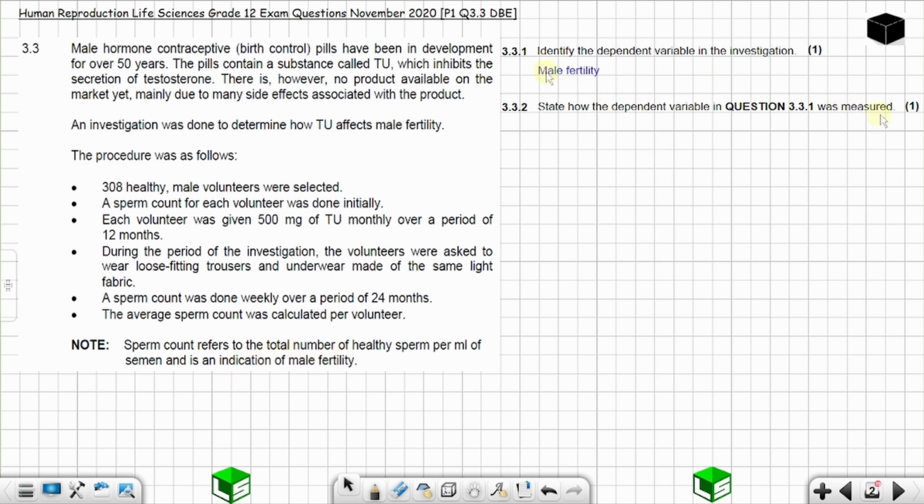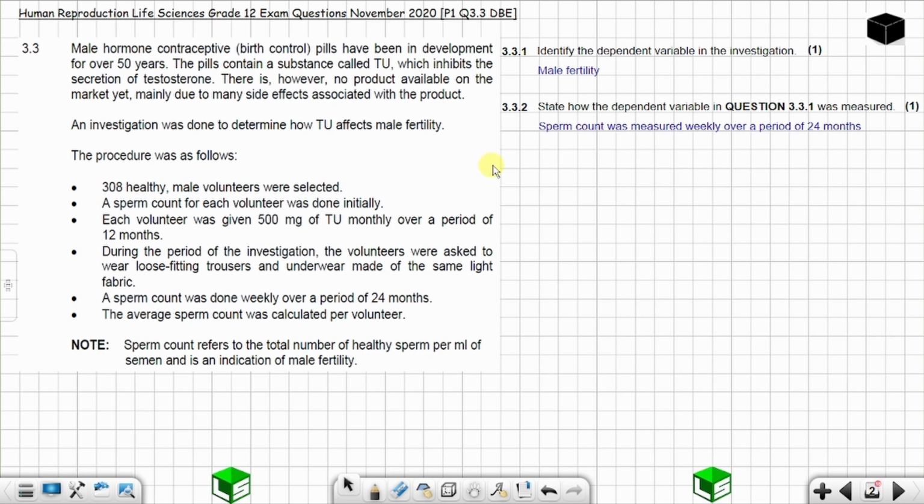To measure the male fertility, what they did was a sperm count. So how was the sperm count done? A sperm count was done weekly over a period of 24 months. So this is how they measured male fertility. To answer this question, you are going to say sperm count was measured weekly over a period of 24 months. This is how you can answer this question.